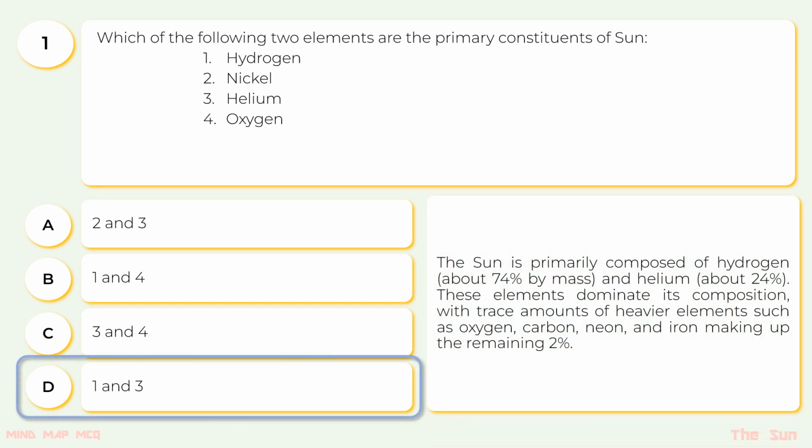The sun is primarily composed of hydrogen, about 74% by mass, and helium, about 24%. These elements dominate its composition, with trace amounts of heavier elements such as oxygen, carbon, neon, and iron making up the remaining 2%.